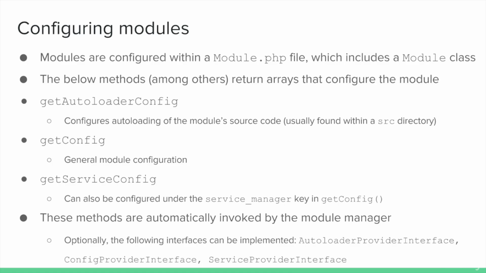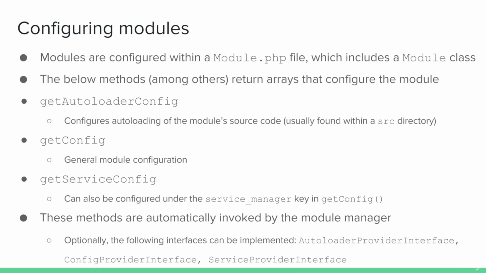The next one is the getConfig method. This basically provides the general module configuration. This could be routing and so on. Then there's the getServiceConfig. This is basically equivalent to configuring the service manager under a service manager key in getConfig. So what this does is that it provides configuration for the service manager. We'll get back to what the service manager is in a later presentation, so don't worry about that for now. These methods are automatically invoked by the module manager when each module is enabled and configured.